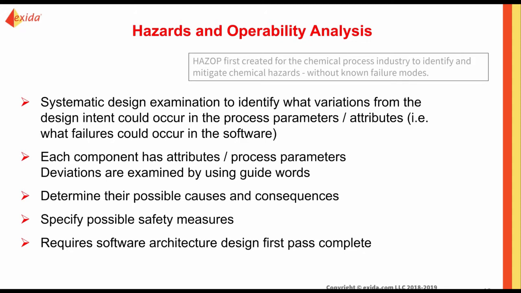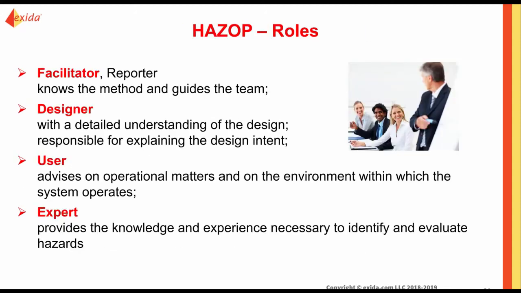For every component or every block, we take the attributes and process parameters, and deviations are then examined by using guide words. That's interesting. I didn't say failure modes, I said guide words. We'll come back to that in a minute. Determine possible causes and consequences, specify possible safety measures, and well, obviously we can't do this until the first pass of the design is done.